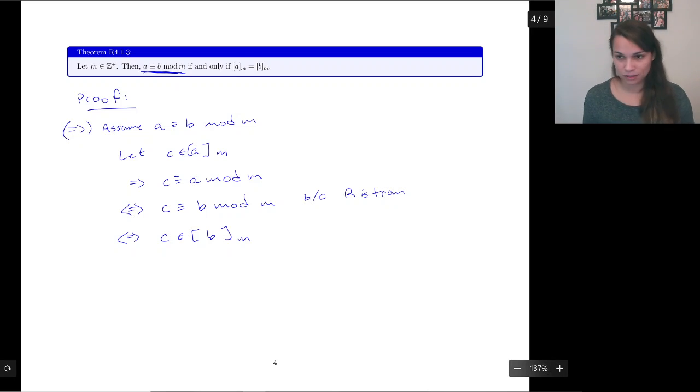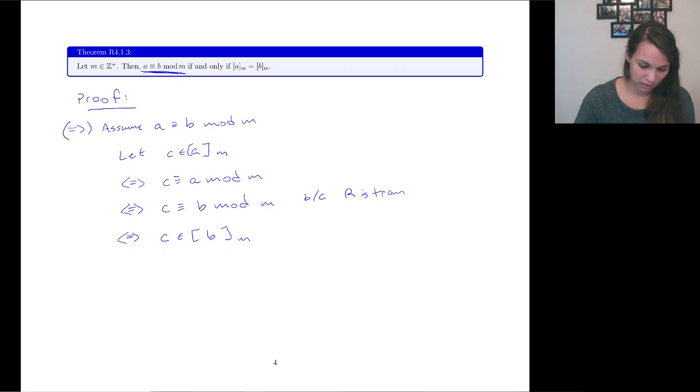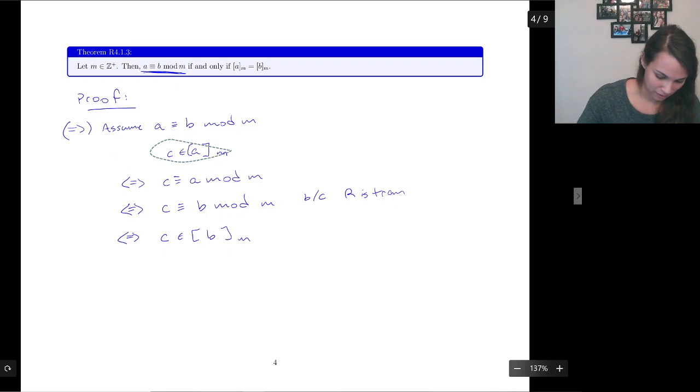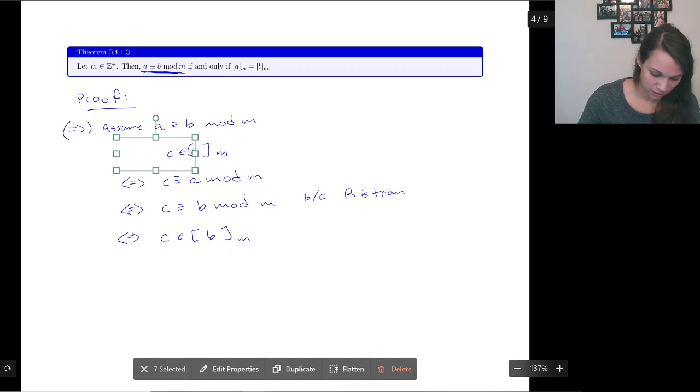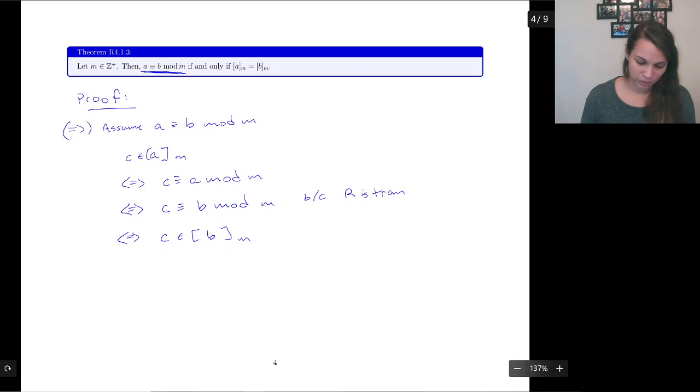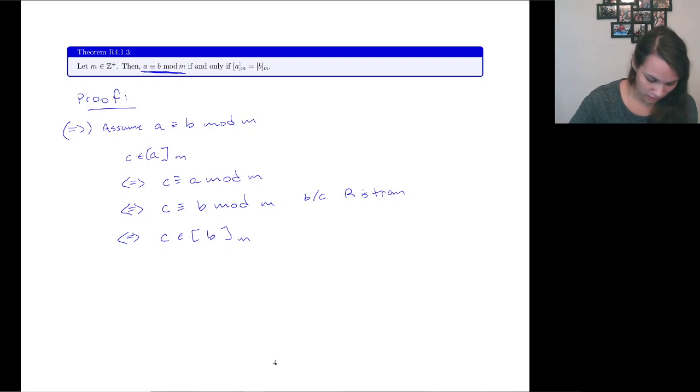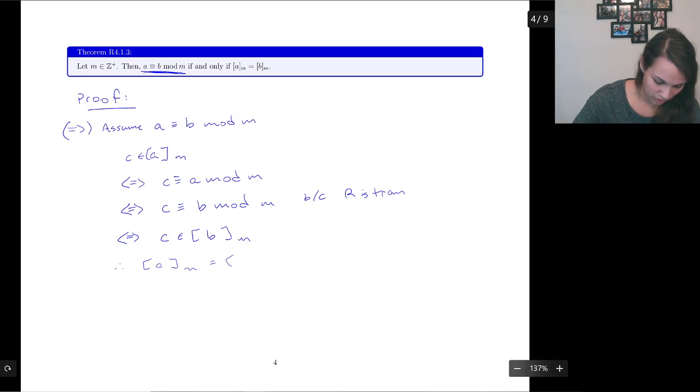That one reverses, still because of transitivity. That one reverses because of the definition of being in the congruence class of A. So let me get rid of the extra words. And we're done. So that's the forward direction. We have now proved congruence class of A equals congruence class of B.